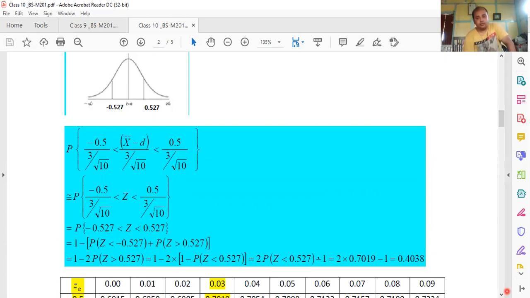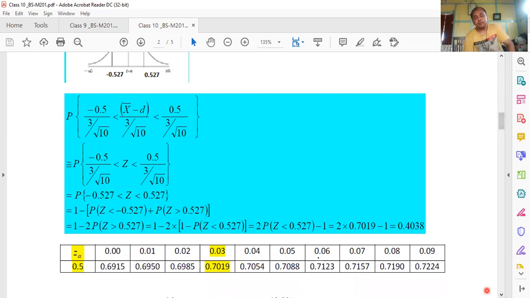Now, as I told you, each time you do a problem related to normal distribution, it is better to draw a normal curve. So I have drawn the normal curve, and I'm interested in finding the probability of the region lying between minus 0.527 and plus 0.527. Now I think a little bit of mathematics will be required because you are studying it for the first time.